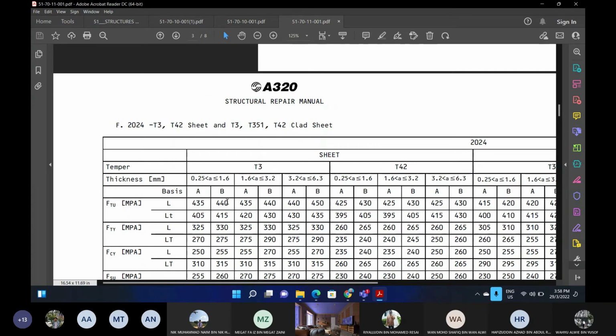However, you need to understand what A and B are. For A, when they did the test, say we have 100 coupons, 99 coupons will give the value 435. Meaning 99 coupons failed at 435.